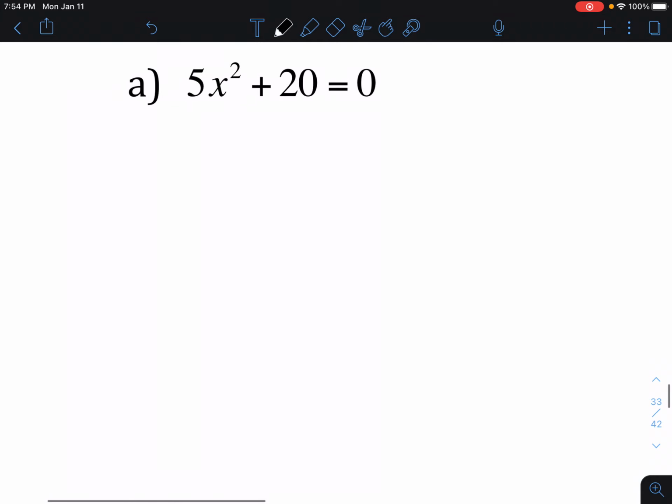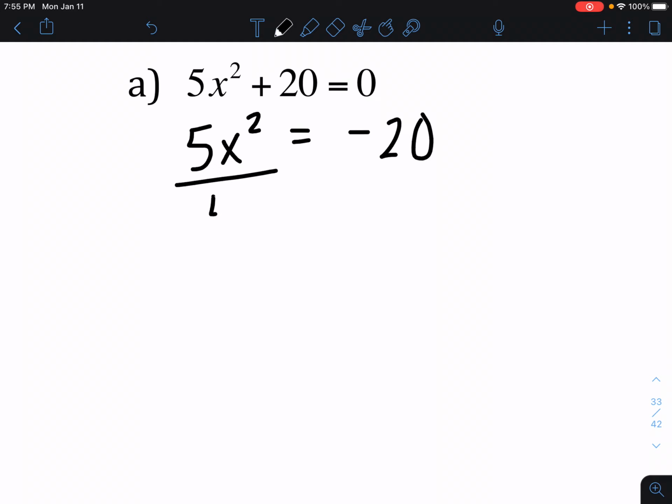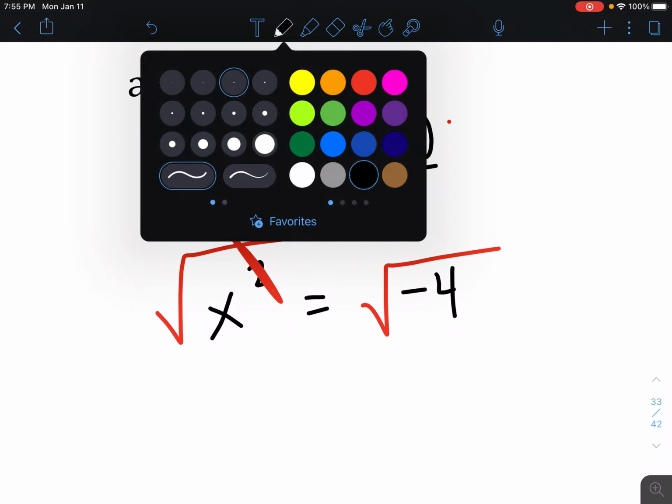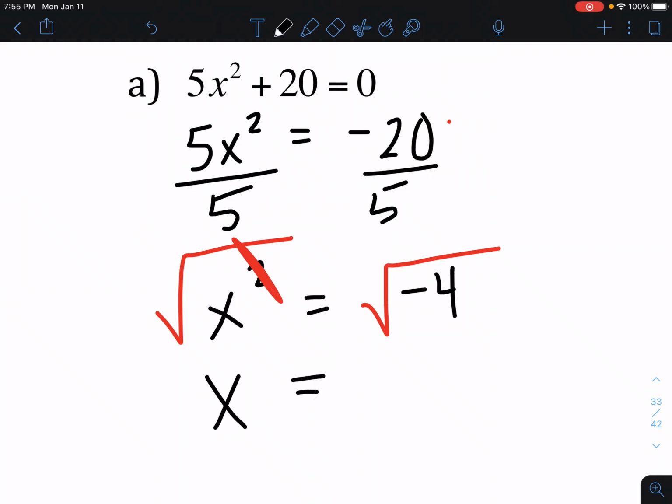So to solve this, remember the first step was get x squared by itself. So first we want to subtract 20. And then, again, I'm still working on dividing both sides, getting x squared by itself, divide both sides by 5. Now that x squared is by itself, remember we can get rid of the x squared by taking the square root of both sides. Remember, a square root cancels an exponent of 2. So that leaves you with, on the left, x by itself. And then on the right, remember you have to have a plus minus.